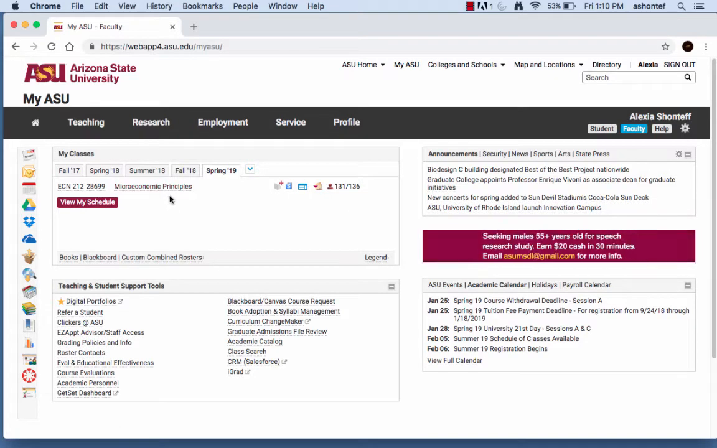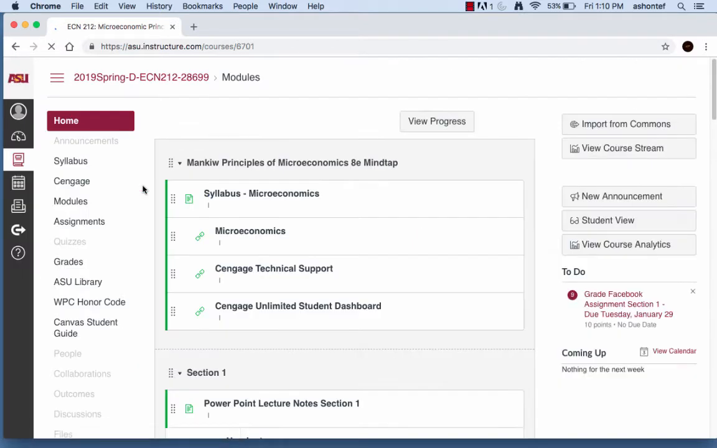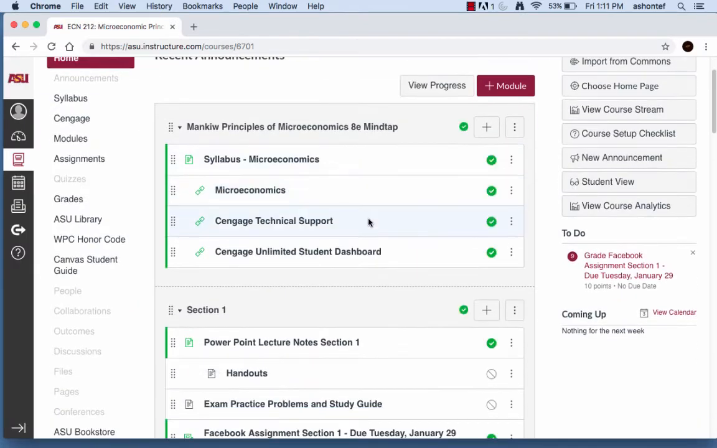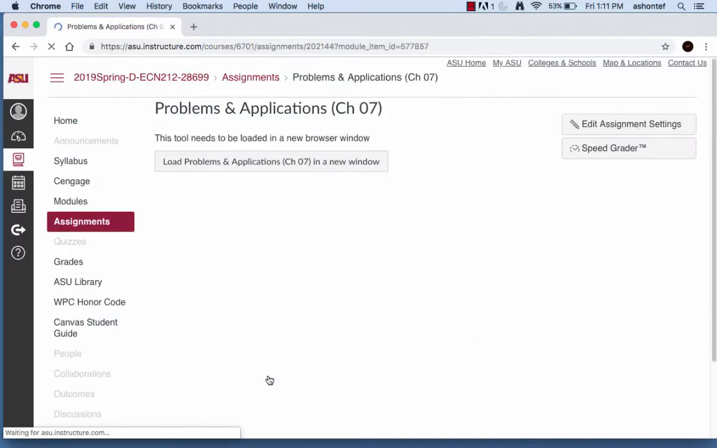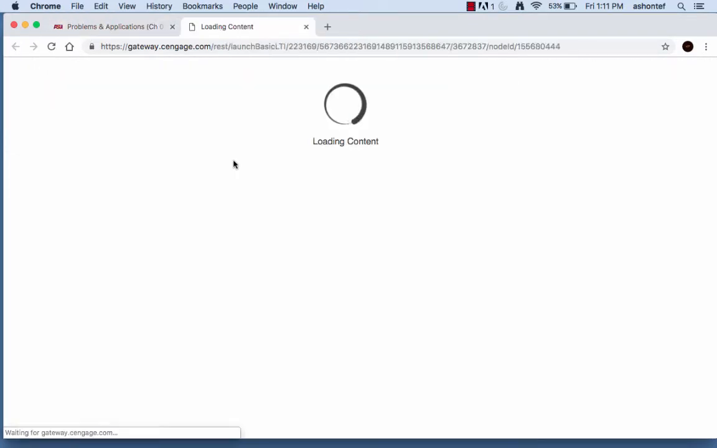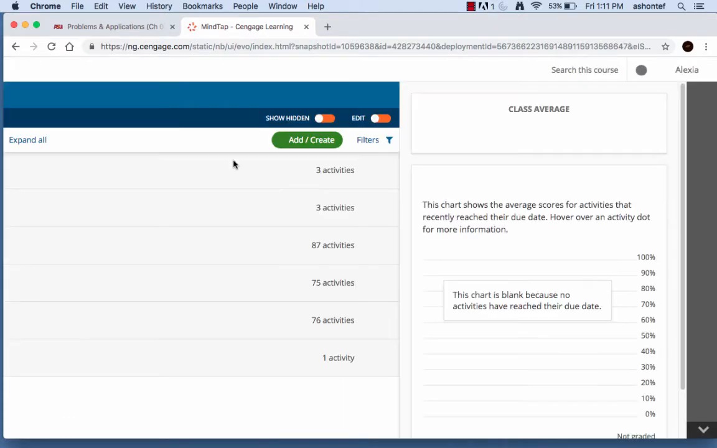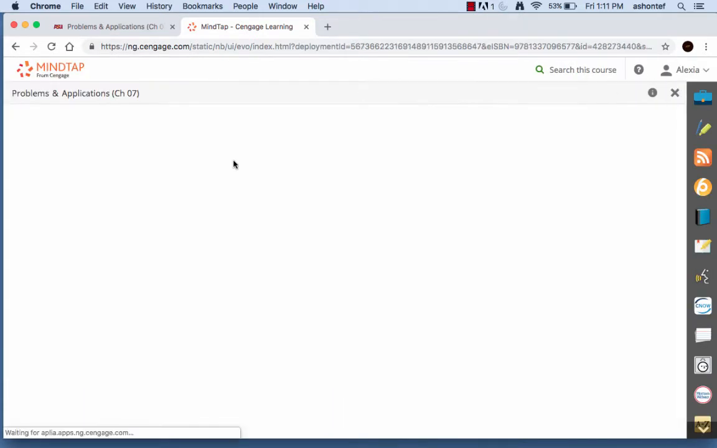Okay, so we're going to do chapter 7 now. From the My Issue, we'll click on the title of the page. Remember that takes us to our Canvas page, and we're going to scroll down to chapter 7 and load it. And while it's loading, this particular chapter is revolving around the idea of consumer and producer surplus.